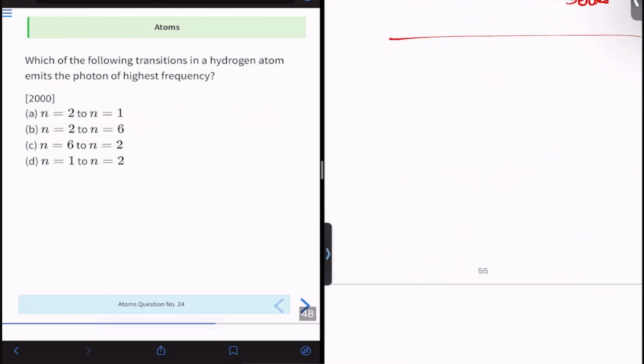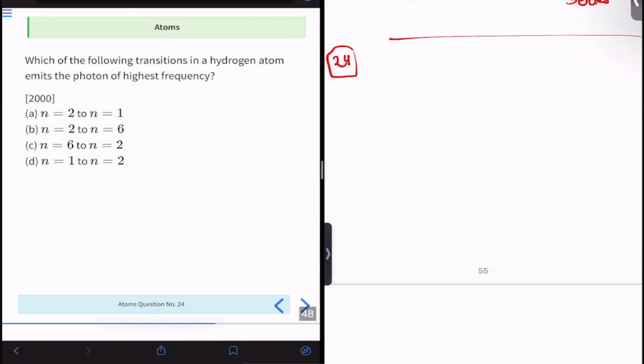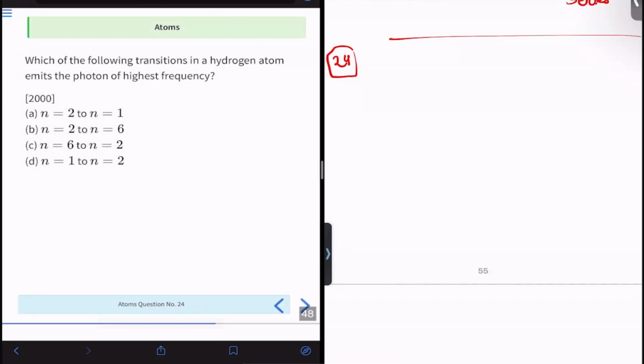So, okay guys, with this, I'll move to question number 24. Question number 24 says, which of the following transitions in a hydrogen atom emits the photon of the highest frequency? Which of the following emits an energy of highest frequency? So, how will you see which one is emitting the highest frequency? As you all know, we have a formula: 1 upon lambda is equal to R Z square into 1 upon n1 square minus 1 upon n2 square. What is n1 and n2? If the electron is making a transition from one orbit to another orbit, that is n1, n2.